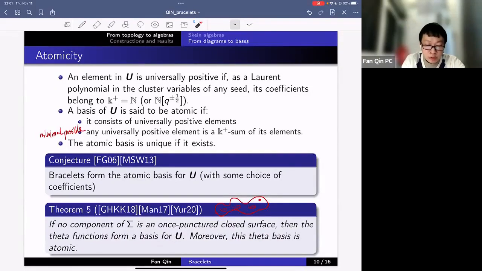So our situation is that we want to show the bracelet basis is the atomic basis. But what we know is that theta functions are atomic. So it is natural that if you can show that these two are the same, then you get the conjecture. Any questions so far?